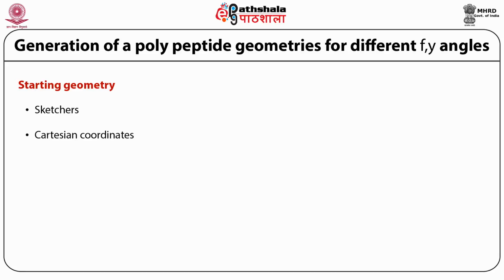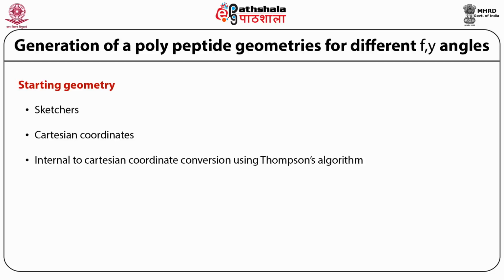Cartesian coordinates determined by X-ray crystallography, NMR and other methods. If these are available already, then this can be used as a starting geometry. Internal to Cartesian coordinate conversion using Thomson's algorithm or any other algorithm. Here we start with the bond lengths, bond angle, torsional angle, and use a transformation to generate the Cartesian coordinates.